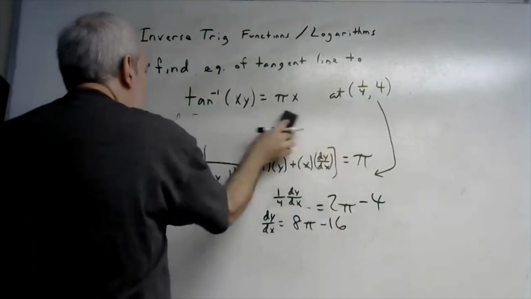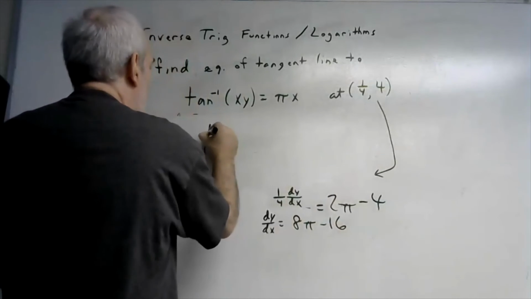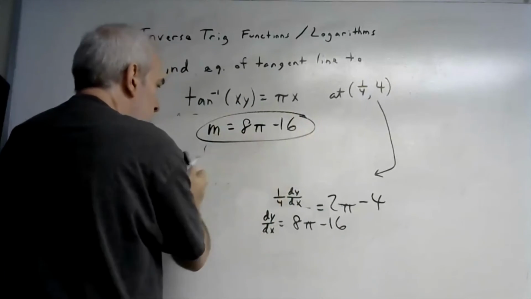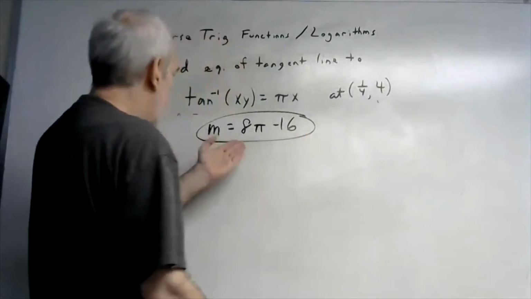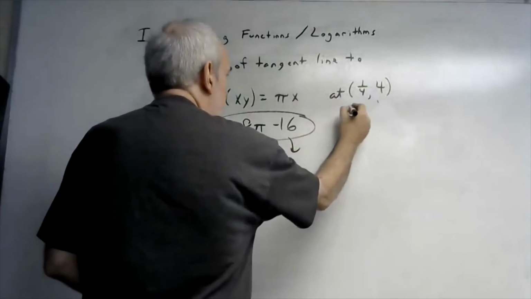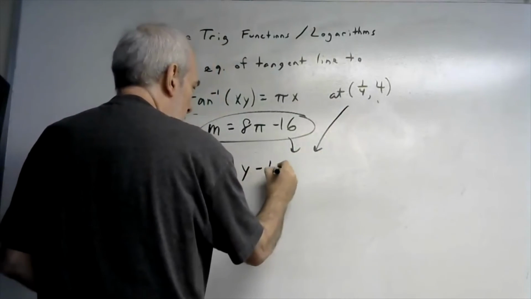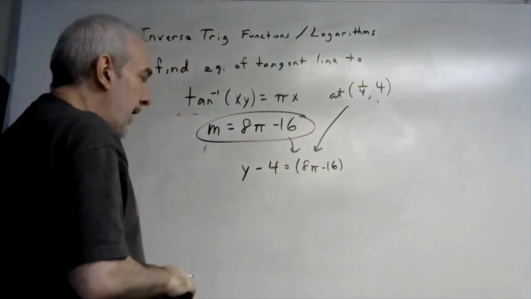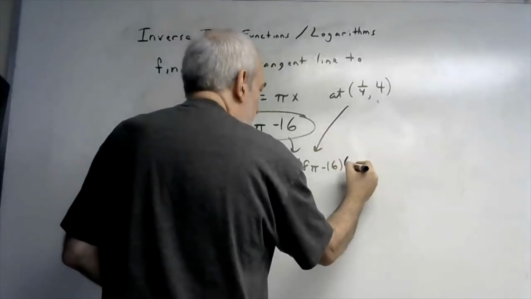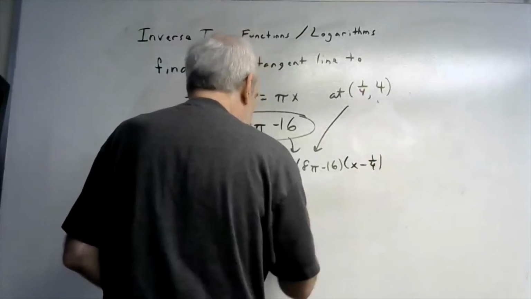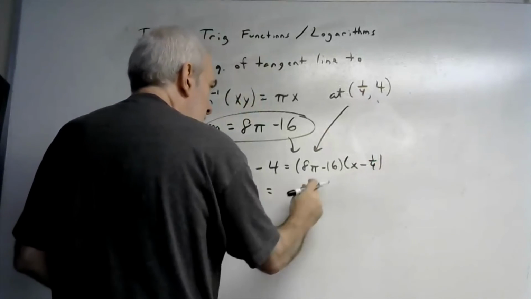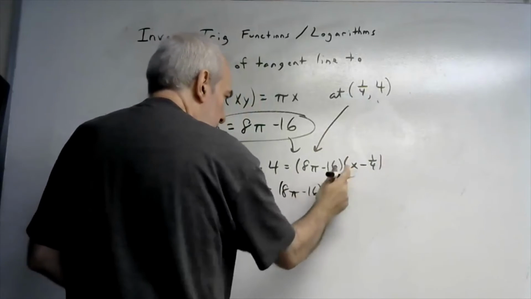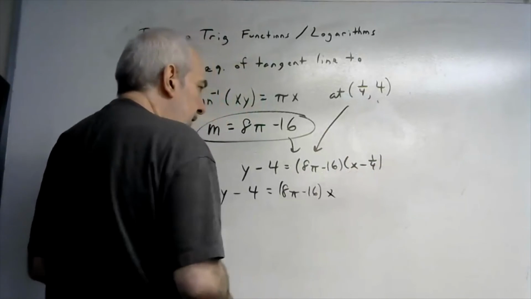Okay, so let me make some room here. That's my slope, that's my point. Put both of those into the equation of the line. So y minus 4 equals m, which is 8 pi minus 16, times x minus 1/4. Okay. Distributing, although I'm going to leave that as just one thing, times the x, and then this times minus 1/4.